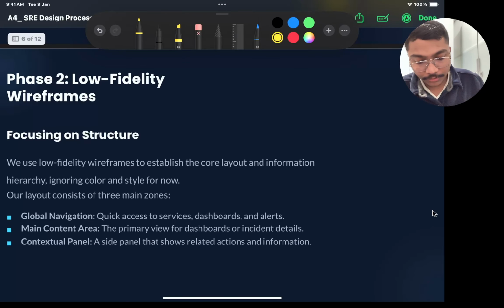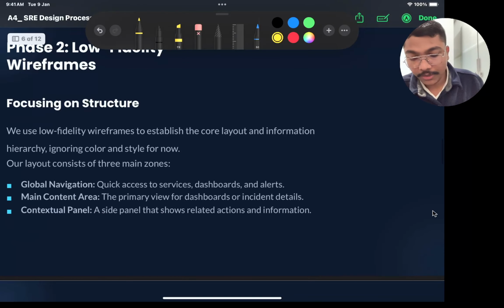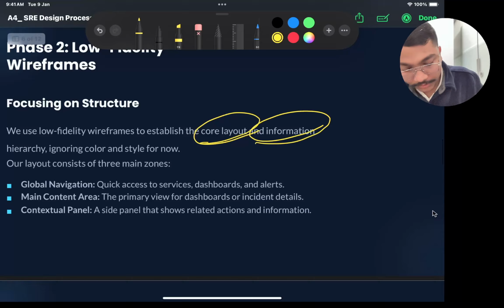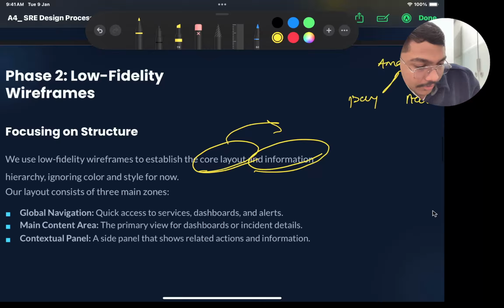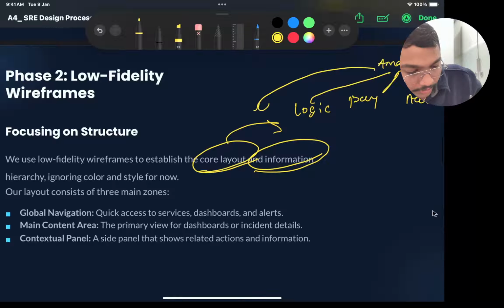The low fidelity wireframes focus on the structure, like a core layout and information. These two things are important. Suppose you have a very big service like Amazon, which has different microservices for payment, for auth, then for login, then for product, everything. So this is my structure of Amazon.